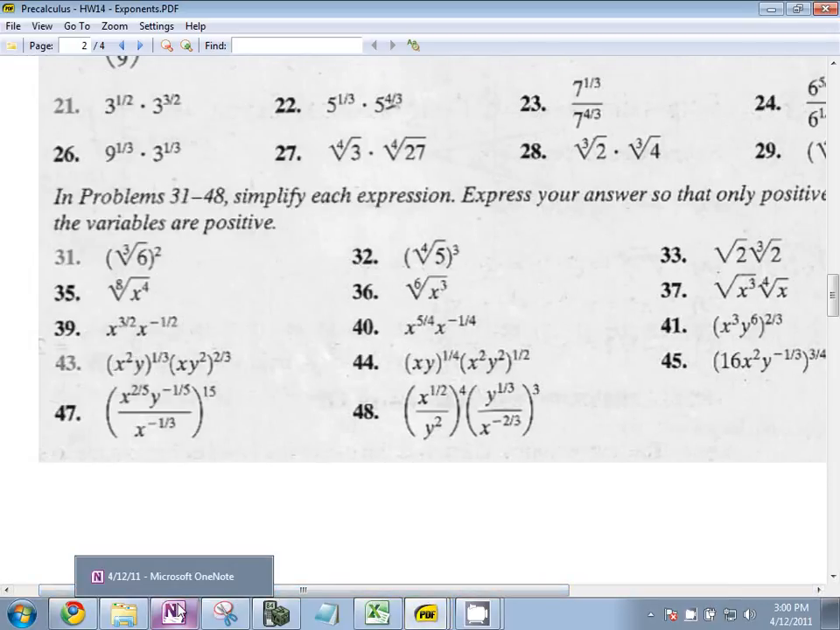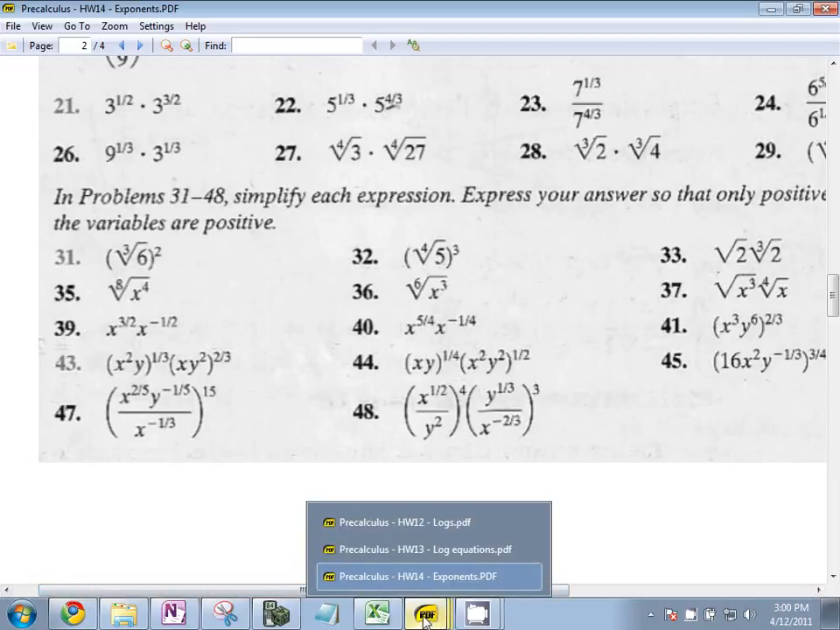Any other questions on 1 through 48? Anything else? Okay.